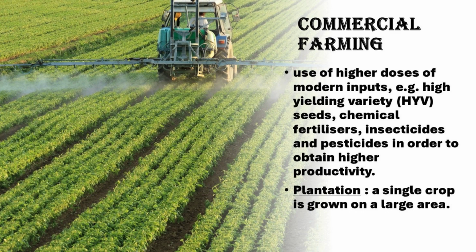And one special form of commercial farming is plantation farming. What is plantation farming? It is a type of commercial farming where a single crop is grown on large estates. It requires huge capital investment, modern technology, transport facilities, and skilled labor also. The produce is processed on the plantation or nearby factories before export. Examples we can say are tea, coffee, and rubber.